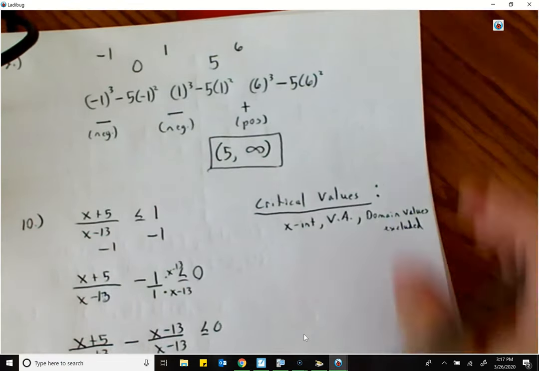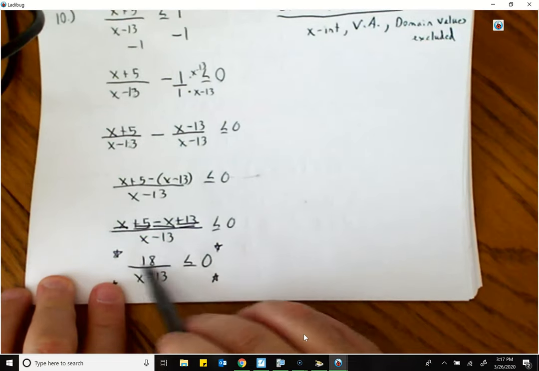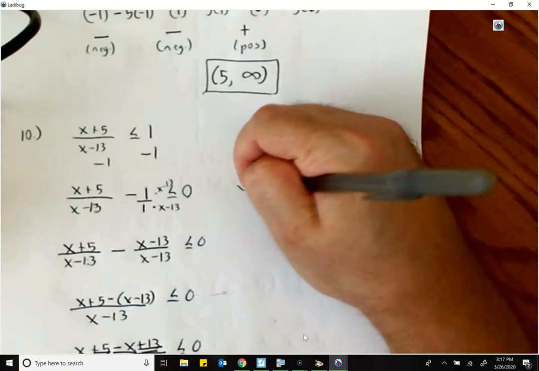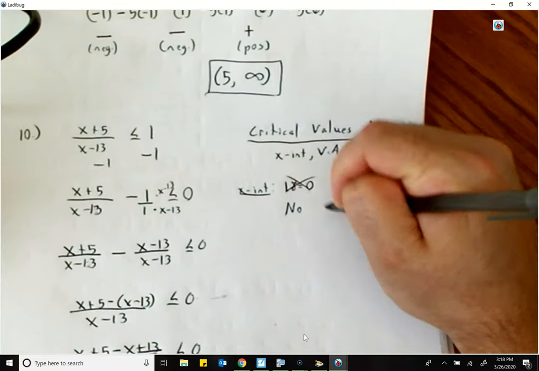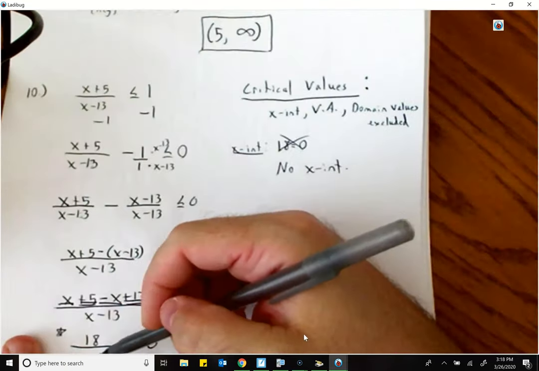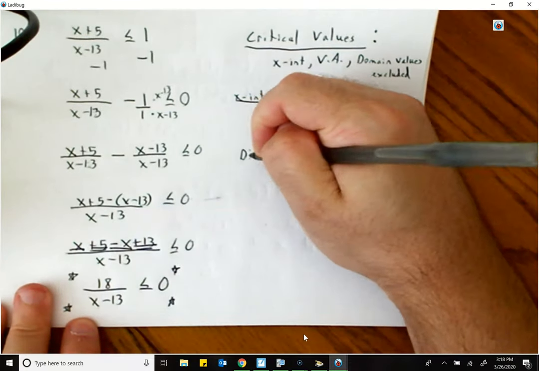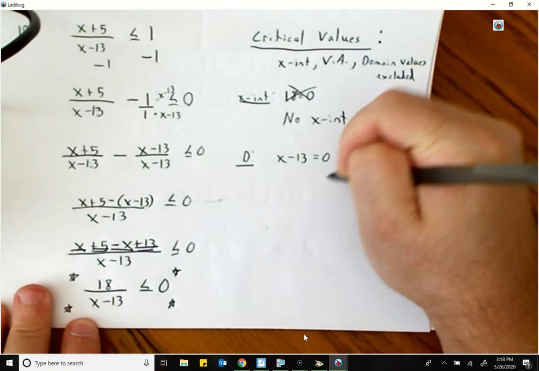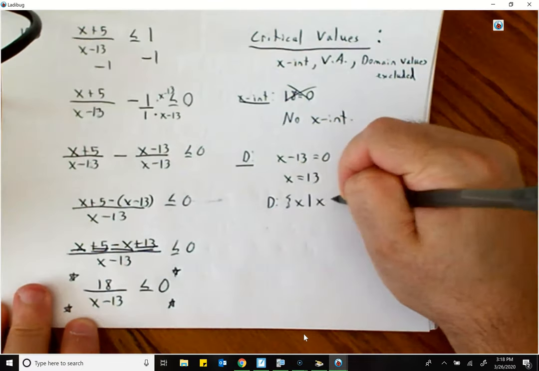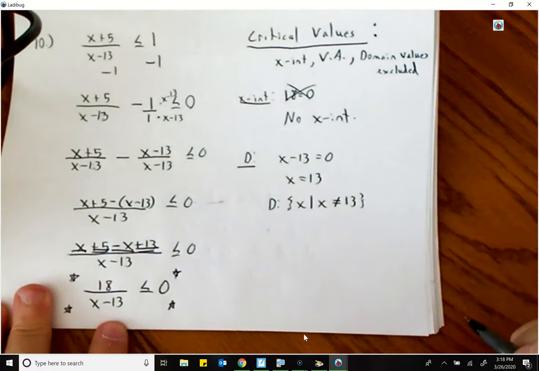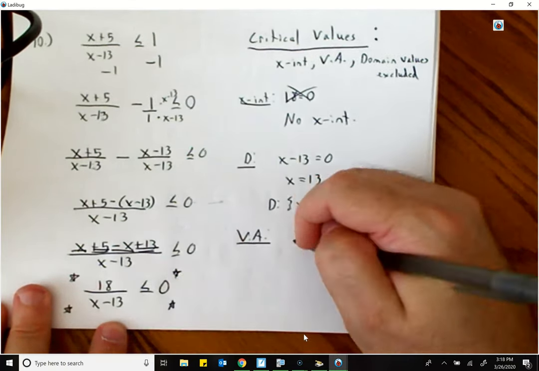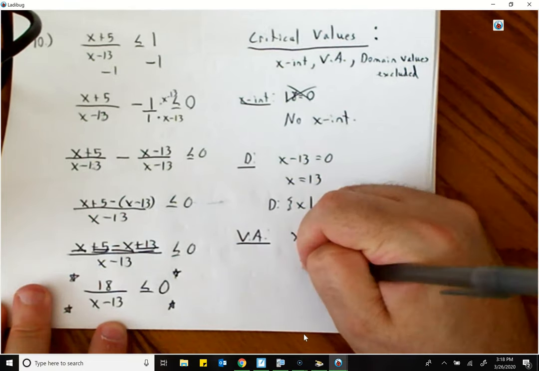In order to find those x-intercepts, this is why we had to combine all this together. To find x-intercepts, we set the numerator equal to 0. So, 18 equals 0. Well, that doesn't make any sense, so that means there are no x-intercepts. For the domain of this, we set the denominator equal to 0. So x minus 13 equals 0, so x is equal to 13. The domain is every number but 13. The vertical asymptote is the same as the domain, because you just take the denominator and set it equal to 0, and you find that we've got a vertical asymptote at 13.